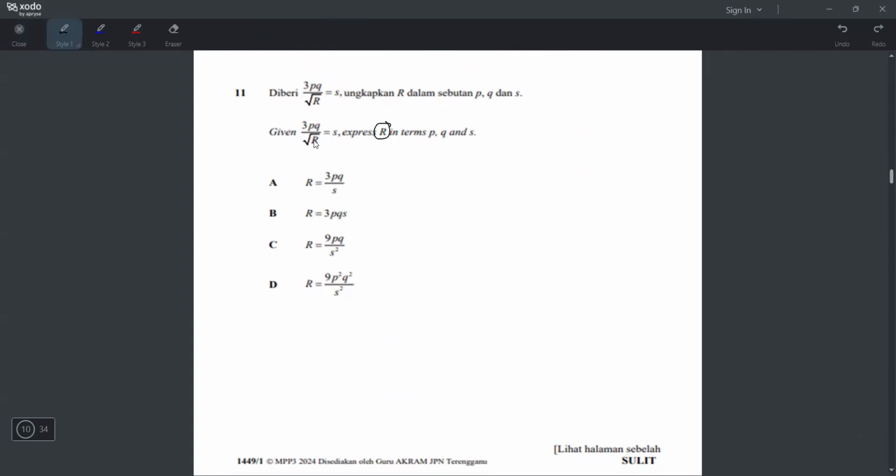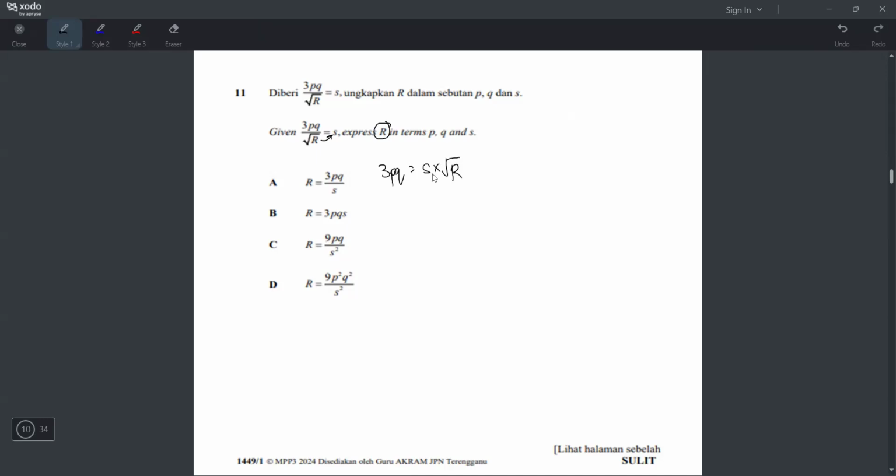Okay, first thing first, let's try to get rid of the fraction. Because if there is fraction, it's very hard to pindah. Okay, bila you punya soalan ada pecahan, susah nak pindah tau. So kalau boleh kita get rid of fraction, and how we do that, just move up like this. So it becomes 3PQ, ini pindah jadi darab. So it becomes S times square root R.